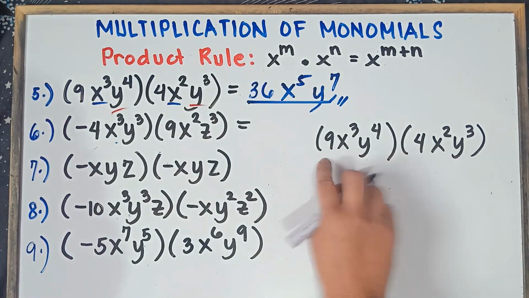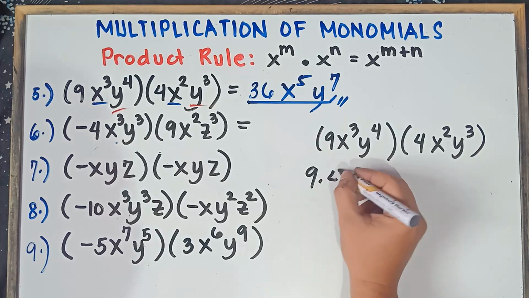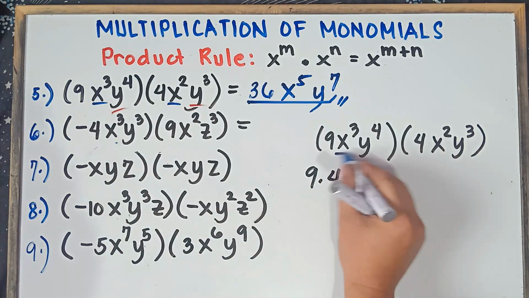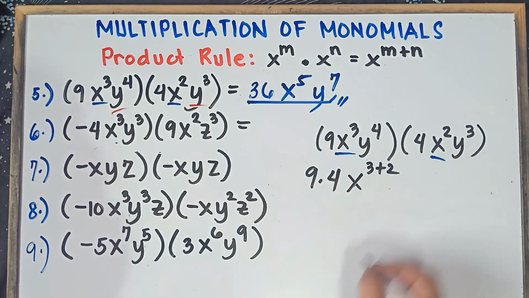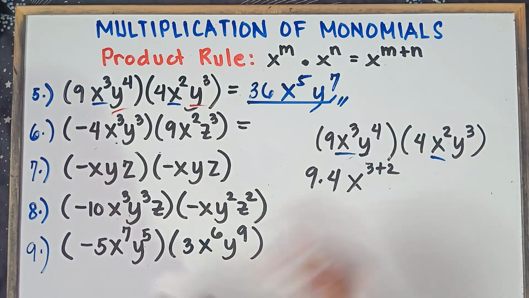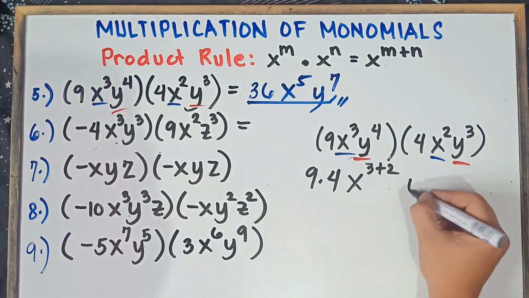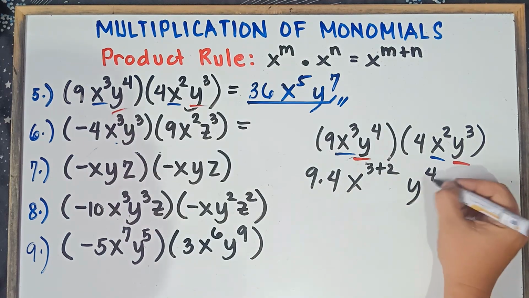So multiply first the numbers. 9 times 4. And then same base for x. Copy x. Add the exponent. 3 plus 2. And then same base for y. So copy y. And then add the exponent. That would be 4 plus 3.